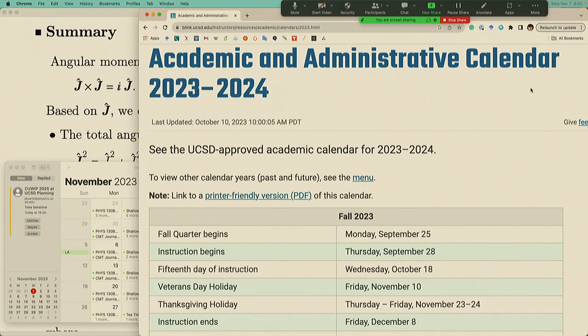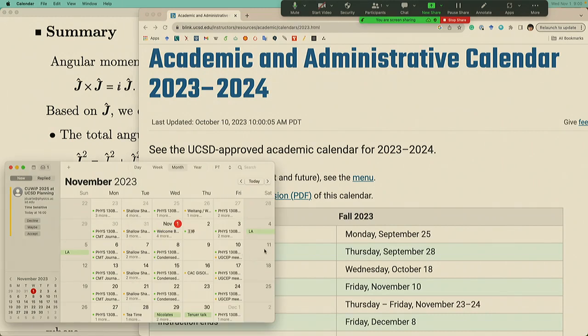Okay, many of you ask about the midterm. So I was looking at the academic calendar. I think it says November the 10th is a holiday, so I'm thinking maybe we will arrange the midterm on November the 10th, 11th, 12th. Today is Wednesday, this one, right?